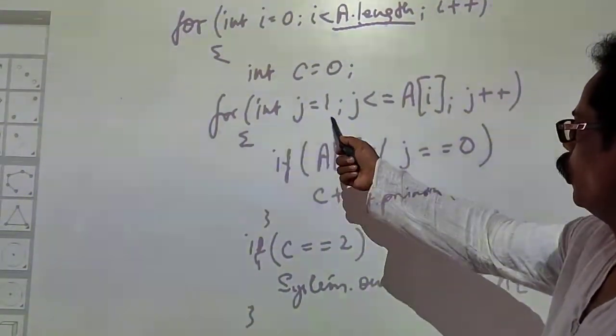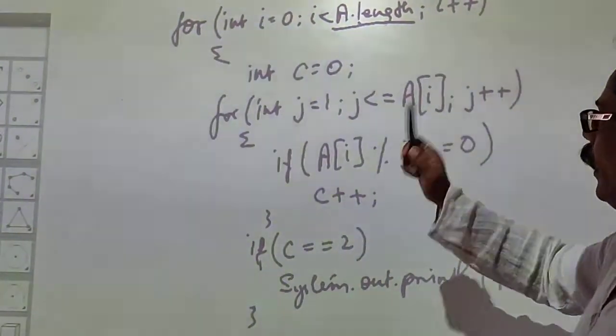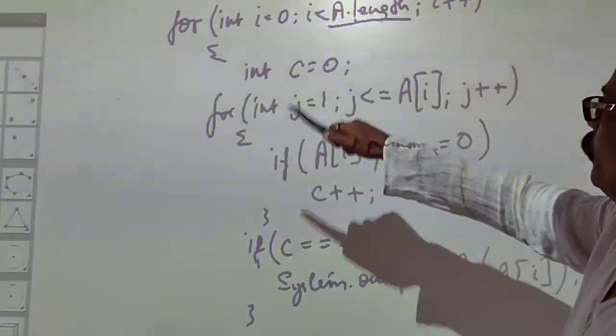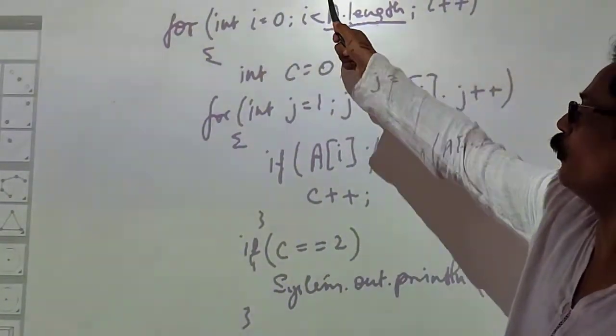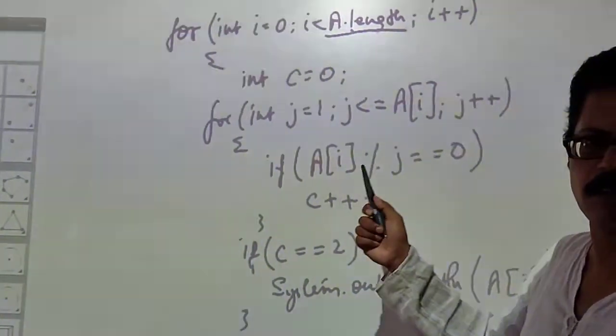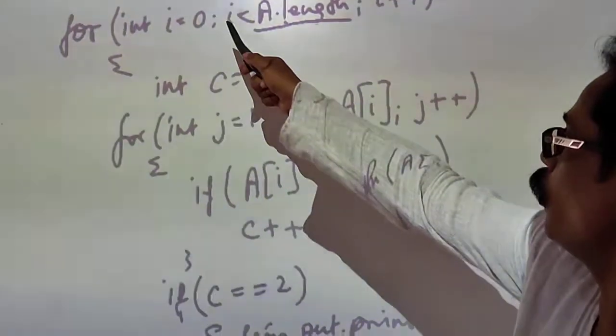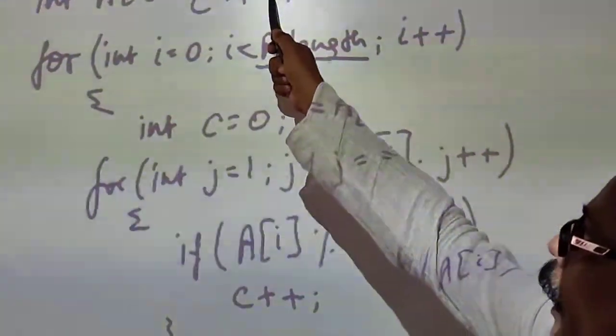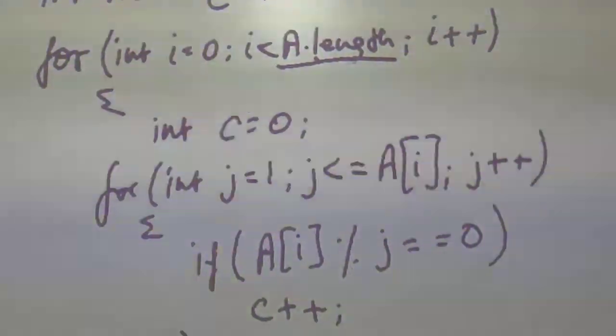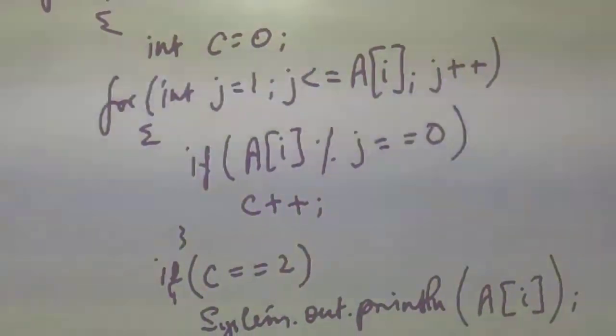For int j = 1; j <= a[i]. A[i] means when i is 0, that means a[0] is 7. So first you will check whether 7 is a prime number or not. Then i will be 1, then a[1] will be 9. So it will check whether 9 is a prime number or not. That's what happens here.